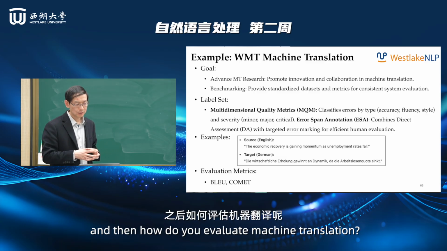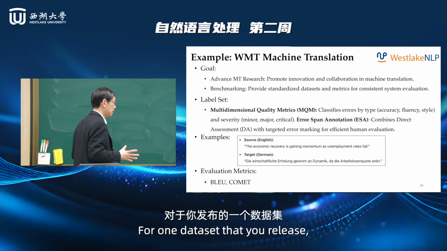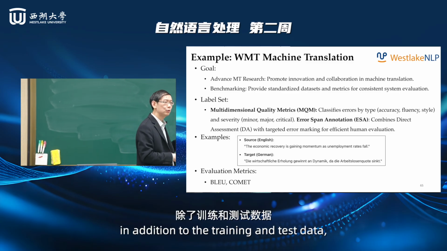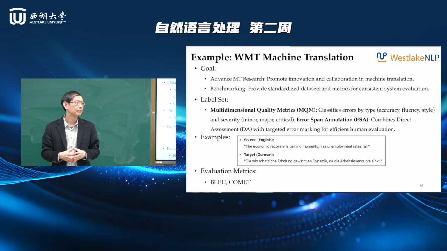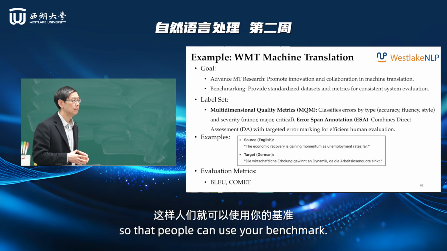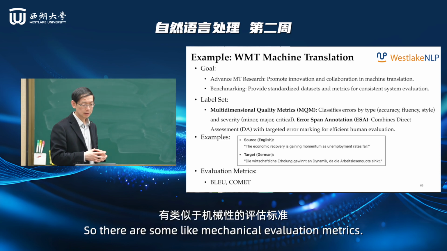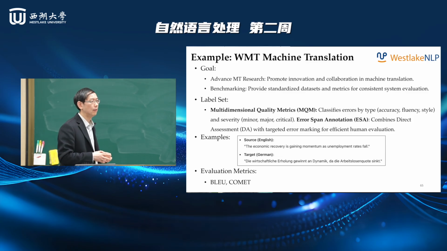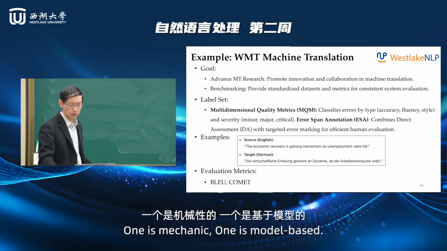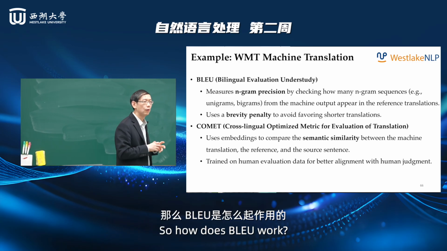And then, how do you evaluate machine translation? I mentioned to you that for a data set that you release, in addition to the training and test data, you also want to release the evaluation metric so that people can use your benchmark. There are some mechanical evaluation metrics. One is called BLEU, one is called COMET. One is mechanical, one is model-based. So how does BLEU work?